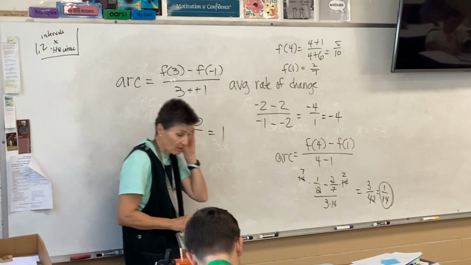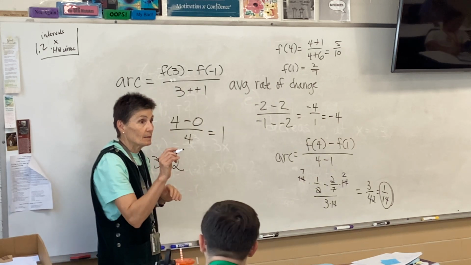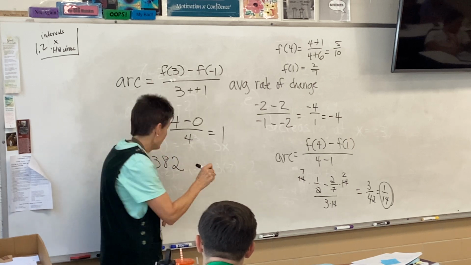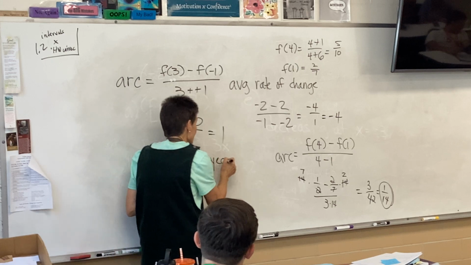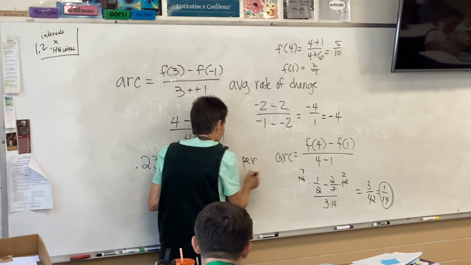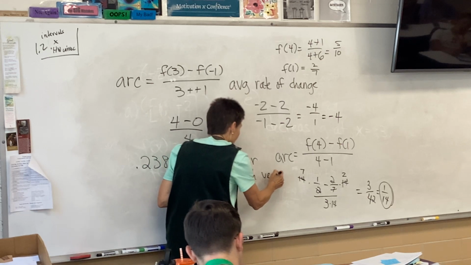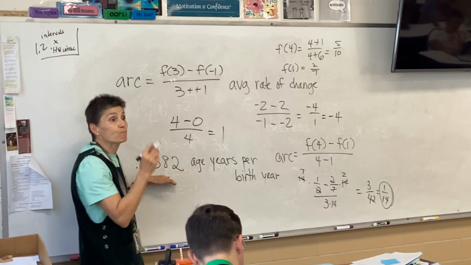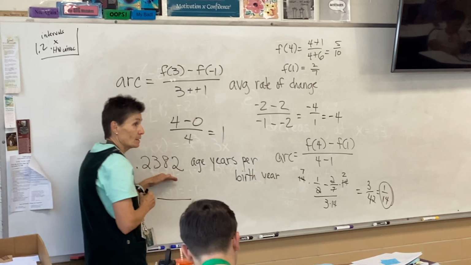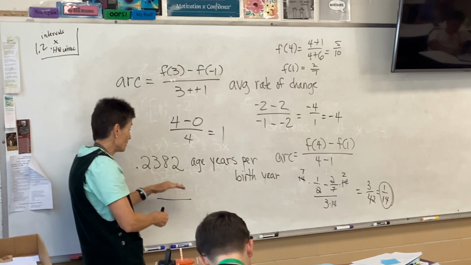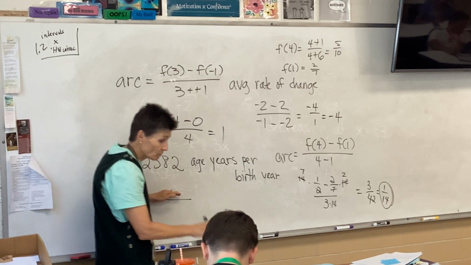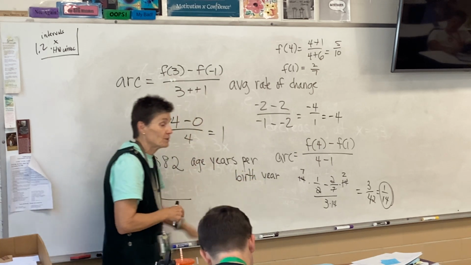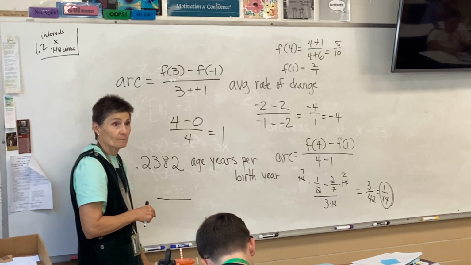I heard somebody say something, but I couldn't hear. Age years per birth year. So it's kind of weird to say that, but that's what it is. It's age years per birth year. Can't really say years because there's kind of years going on. But remember, this is a fraction. And when you computed the fraction, the y's were on top. And what are the y's? Age. So it's age per birth year.